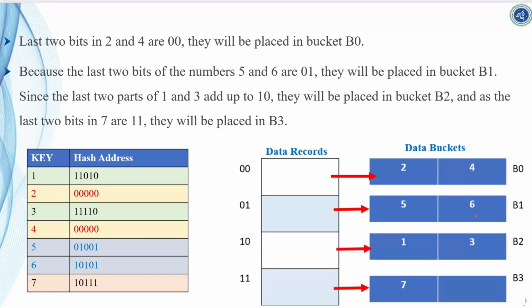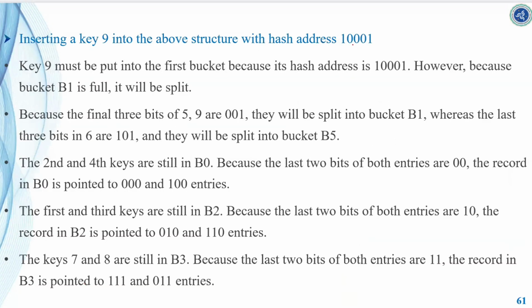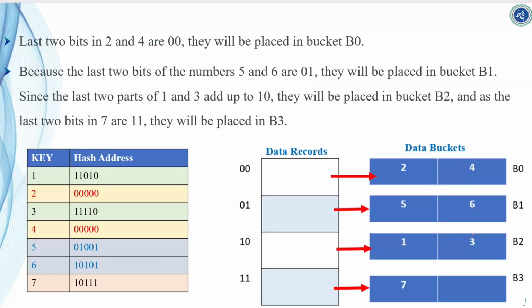Now we are trying to insert the value 9 with hash address 10001. The last two bits of this are 01, so the unique ID is 01, which points to bucket 1. Already in this bucket there are two records, 5 and 6, so it can't hold 9.